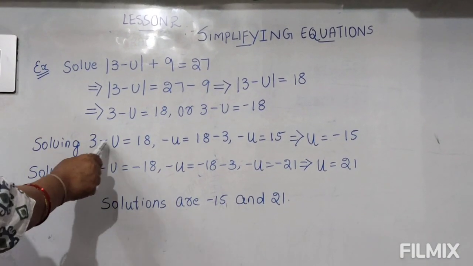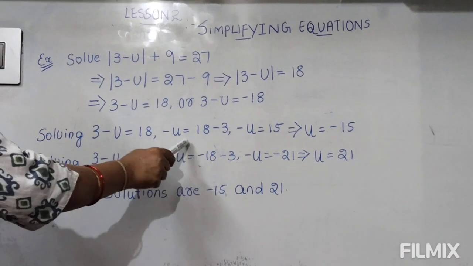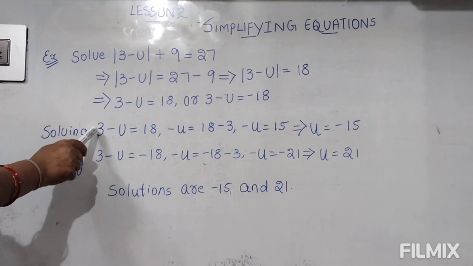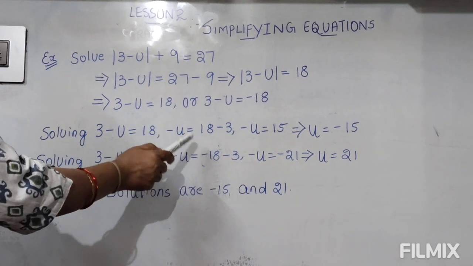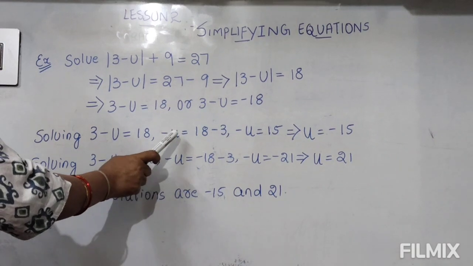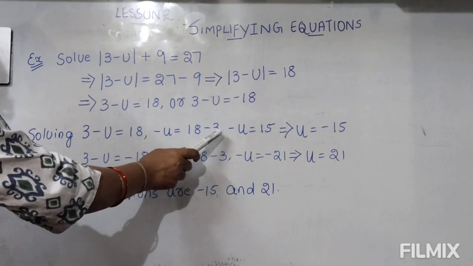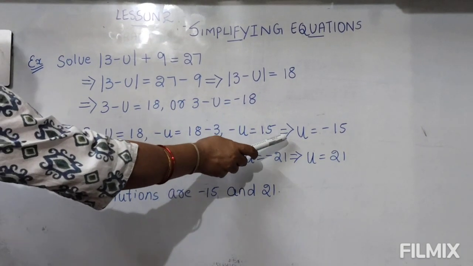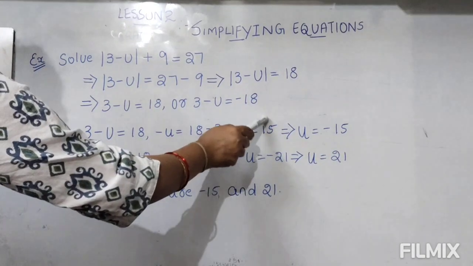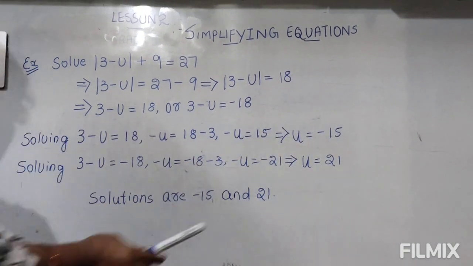Solve this. 3 minus u is equal to 18. So, minus u is equal to 18, and transposing this 3 from the left hand side towards the right hand side, 18 minus 3. That is, minus u is equal to 18 minus 3, which is 15, which implies u is equal to minus 15. I am shifting this minus to that side. That is, u is equal to minus 15.